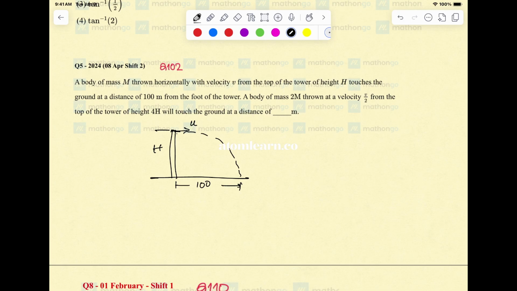A body of mass 2m is thrown at a velocity of v by 2 from the top of a tower of height 4h. That means when the height is 4h and the velocity is v by 2, this reaches a horizontal distance of how much?